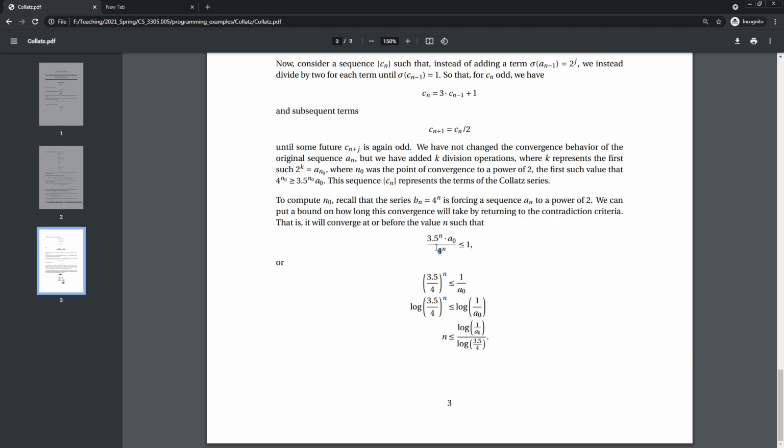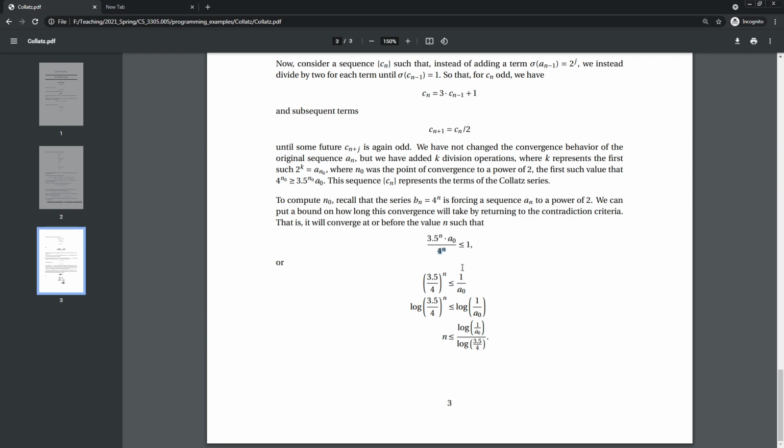So when that happens, whenever that crossover happens and this overtakes it, we know that this must have converged to a power of 2. Otherwise we would have that logical contradiction we discussed earlier. So this gives us an upper bound on how long it takes for that to happen. Okay, so we can solve for n using this formula. And then that tells us how long it takes for the sequence to overtake.